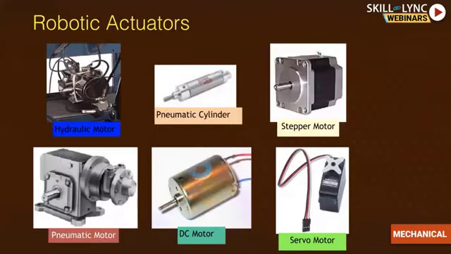And of course, we need the power source. We need the muscle. You can use a hydraulic cylinder or hydraulic motor. You can use pneumatic power. You can use electric power. And if you go for electric power, you have different types of motors: DC motor, AC motor, stepper motor, servo motor. You can use any of these.